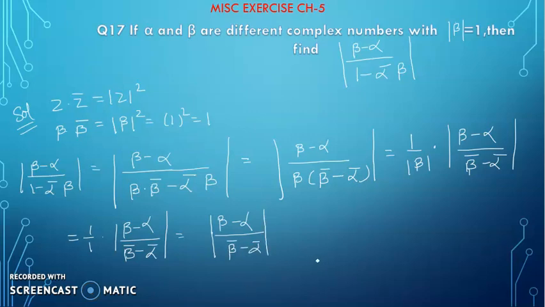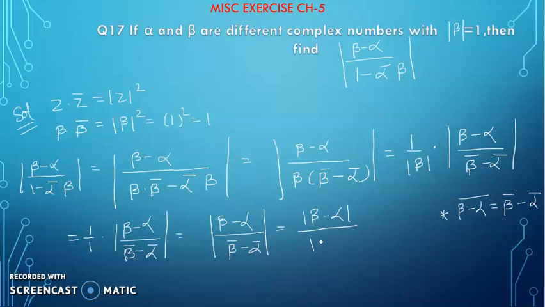One more thing, students, you should keep in mind that beta minus alpha whole conjugate is equal to beta conjugate minus alpha conjugate. This is also an important property of conjugate. So beta minus alpha whole conjugate is equal to beta conjugate minus alpha conjugate. In place of beta conjugate minus alpha conjugate I will write this. Now I have split the modulus.